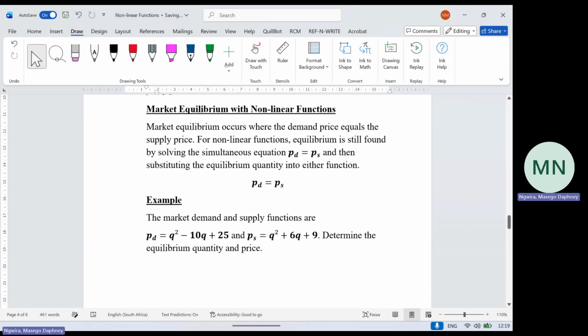And then now let's move to market equilibrium. Market equilibrium with nonlinear. Remember, we did the equilibrium with the linear. Now we are doing the equilibrium with the nonlinear. So they're saying that market equilibrium occurs where the demand price equals the supply price. We all know that. Equilibrium, we equate. So for nonlinear functions, equilibrium is still found by solving the simultaneous equation, which is PD for demand, PS for supply. Then we substitute the equilibrium quantity into either formula. Okay, we all know this part.